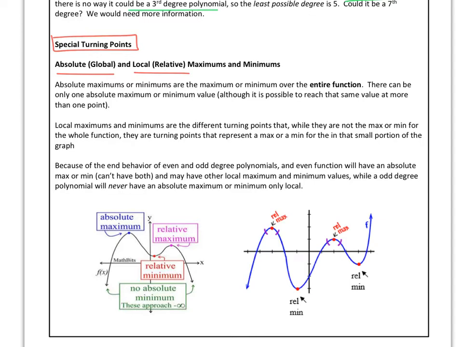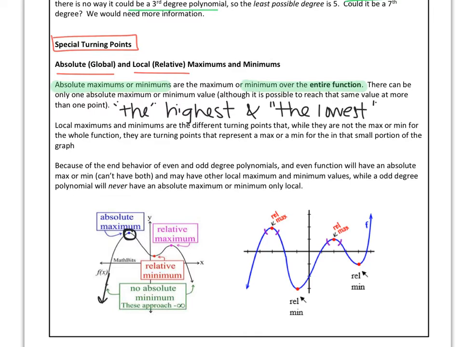An absolute maximum or minimum is the max or min over the entire function. So it's like the highest and the lowest. So you're going to write that in, the highest and the lowest. So when we look down here, the absolute highest point is here, and then there's no absolute minimum because these continue to go downwards forever.